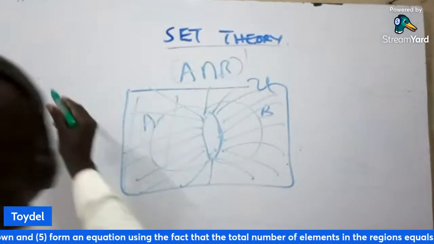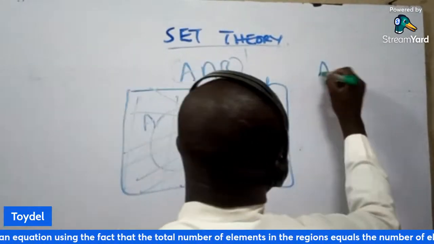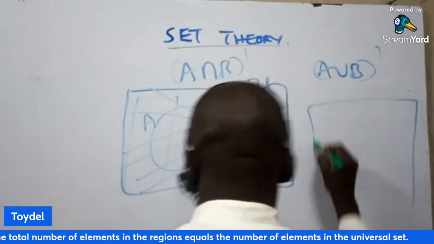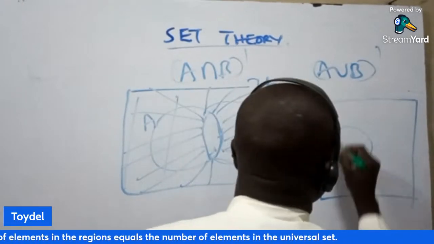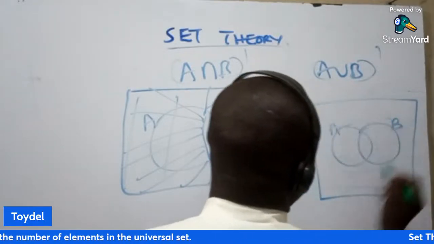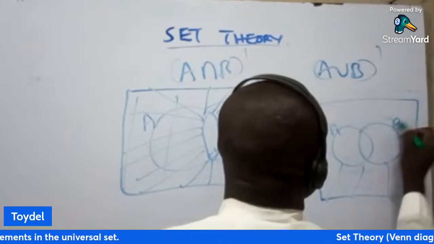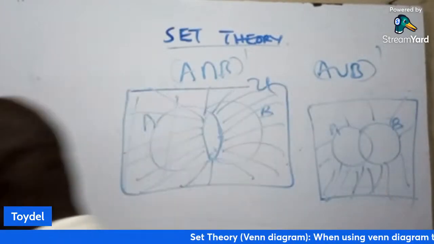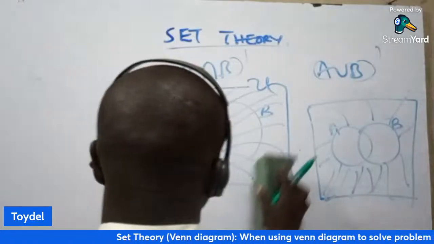So if you have to find A union B, all complement, then it's almost the same thing. This is A, this is B, and this is the union of A and B. Then you shade everything outside. That would be the complement of A union B. Okay, so that is when you have two sets.